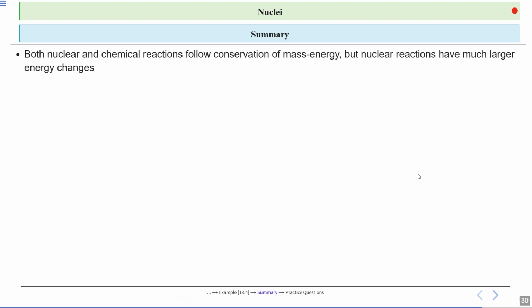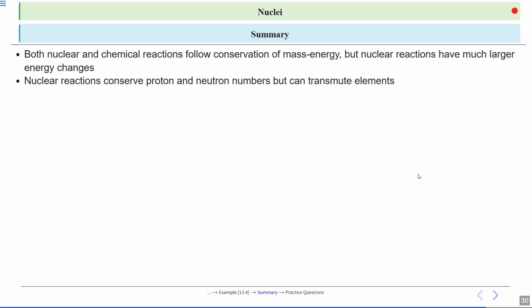Both nuclear and chemical reactions follow the law of conservation of mass energy, which means the total amount of mass and energy stays the same before and after the reaction. However, it's important to notice that nuclear reactions involve larger changes in energy compared to chemical reactions. Now let's look at what is conserved in nuclear reactions. In these reactions, the number of protons and neutrons is always conserved, but the actual element can change. This process is called transmutation.